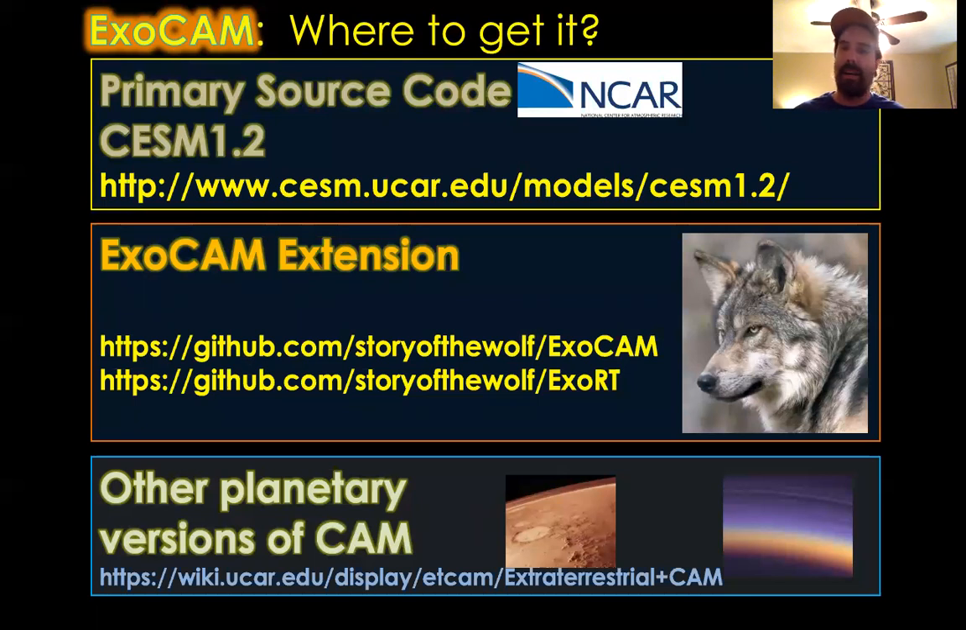So finally, where to get the code. The primary source code has to be downloaded from NCAR, CESM version 1.2. The ExoCAM extension is available from my GitHub site. And then you'll see it's split in 2. There's ExoCAM and then ExoRT. They go together. I split off the RT into a separate distribution to allow one to run it offline separately. Finally, there are other planetary CAM versions. Mars and Titan are available on this wiki site below.